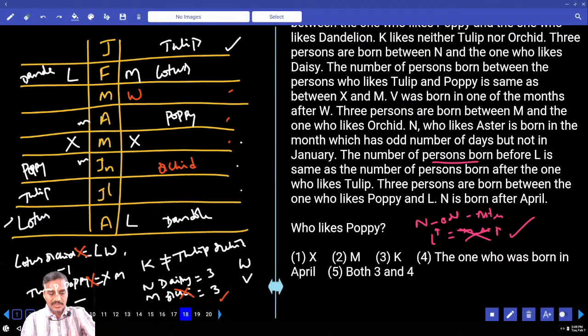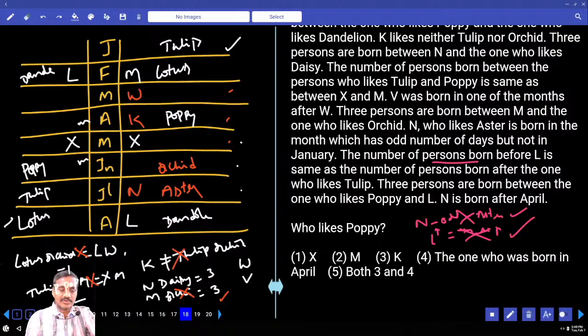And next one, N and Daisy there must be exactly 3 people. N and Daisy, W is after this, and V is after this W. And next, any other information? N is born after April. N is born after April, and N likes Aster, hence it must be odd number month, odd number days, and N must be here, and N is Aster. This information is also done. Done? Then K. And K said neither tulip nor orchid. K neither tulip nor orchid, hence K must be poppy. Done? And we have done with this information.